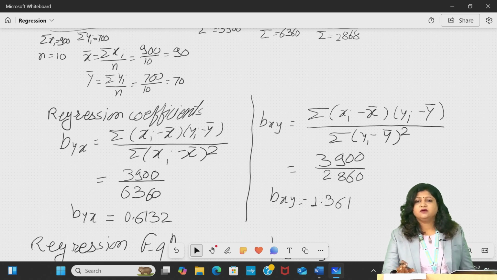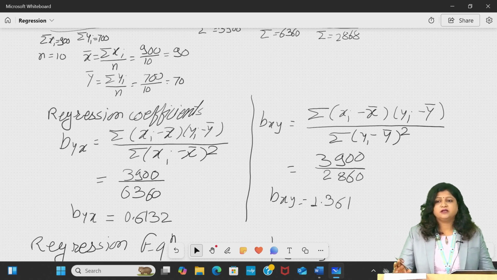So today we'll stop here, and in the next session we'll see how to predict by using the regression line.